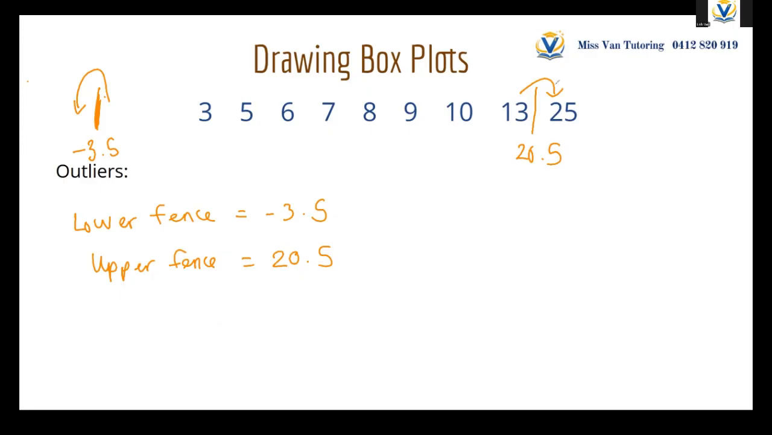Any data point that is lower than negative 3.5 or higher than 20.5 would be considered an outlier. And if we look at our data set, we've got a 25 over here, which is way higher than my upper fence of 20.5. So then I know that my outlier is a 25.